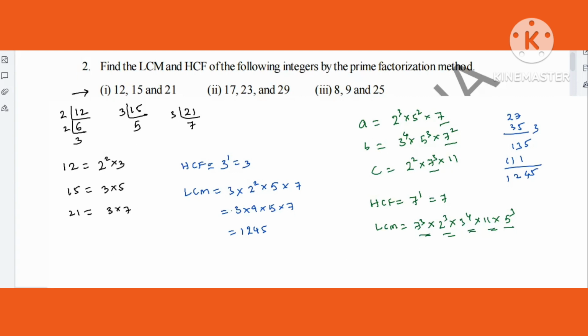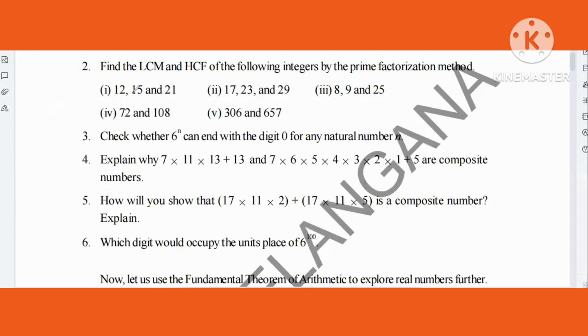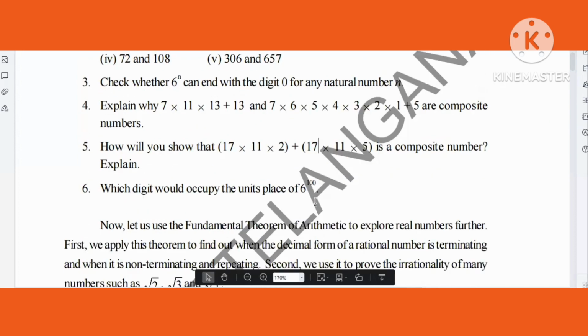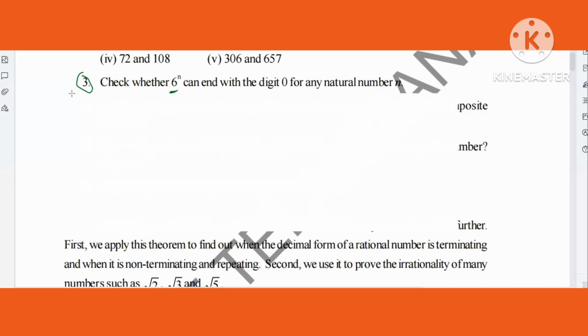So I think you can do the remaining all in the exercise first, second bit. Now let's go for the third question. Check whether 6^n ends with 0 for any natural number n. You know that the prime factorization of 6^n also will not contain 2 and 5.